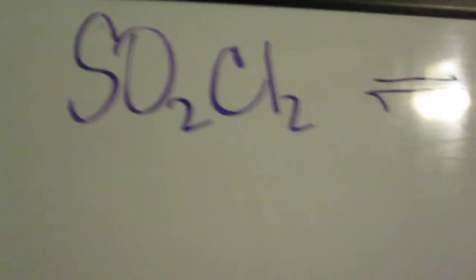Now what I meant by the ICE chart. Let's get a new equation up here. Let's say we had SO2Cl2 in equilibrium with SO2 plus Cl2. Okay, so that's your equilibrium equation. It's not in equilibrium yet.